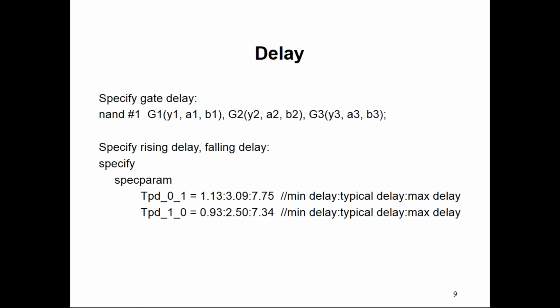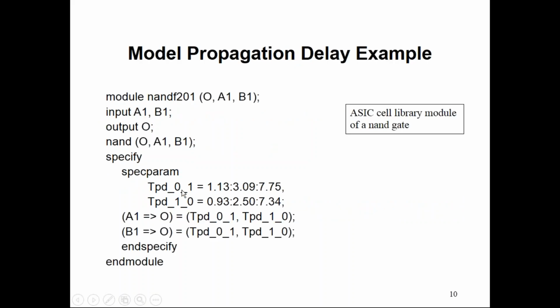So in that you are having the propagation delay from 0 to 1. Then you are having 1.13 nanoseconds to 3.09, then to 7.75. That's the minimum delay, typical delay and maximum delay of a timing parameter. And for the 1 to 0 transition, you are having 0.93, 2.5 and 7.35. So these three values are the minimum, typical and maximum delay of that timing parameter.